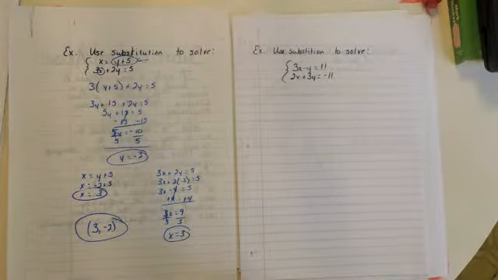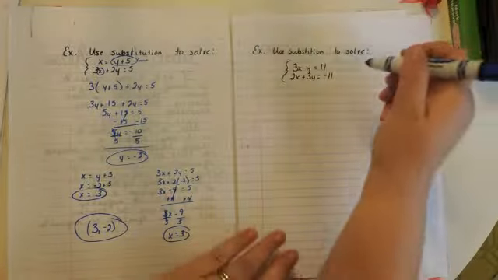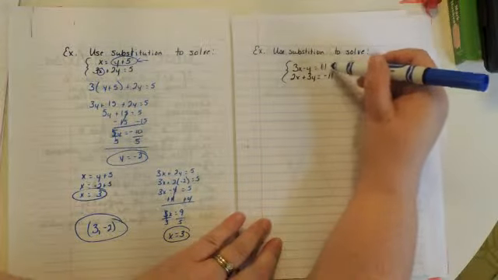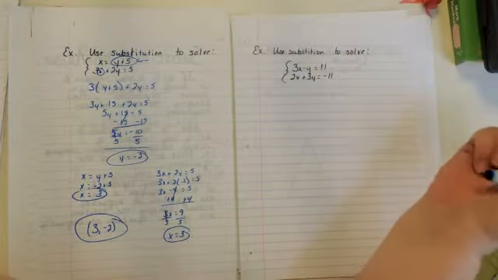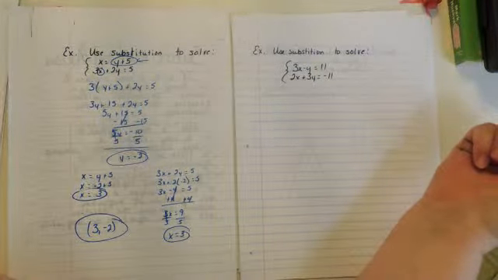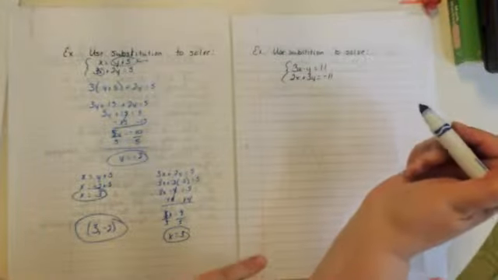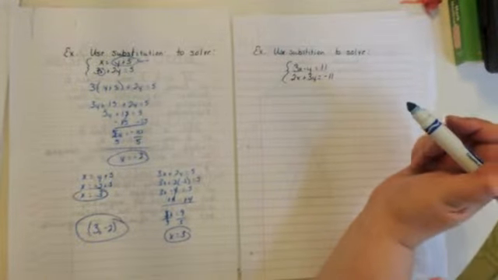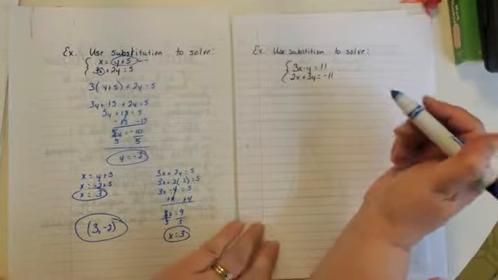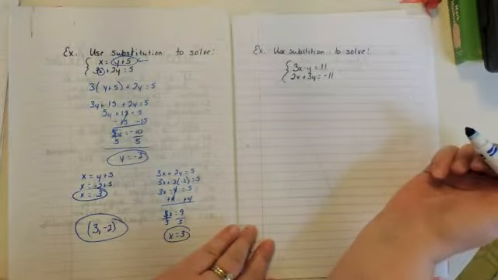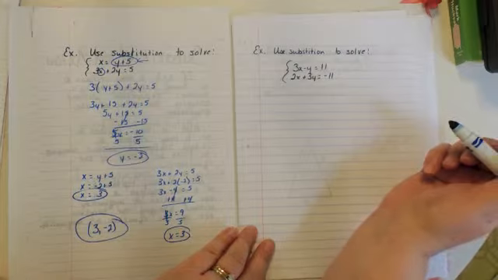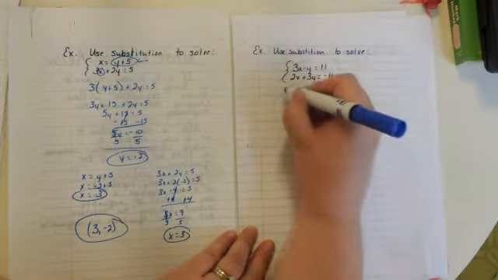Let's try another one. Use substitution to solve this system: 3x minus y equals 11, and 2x plus 3y equals negative 11. Okay, this one, they didn't give us a starting place, or at least an easy one, so we have to make our own. So let's take this first equation because this y has no coefficient, so it'll be pretty easy to solve for y without having to deal with fractions.